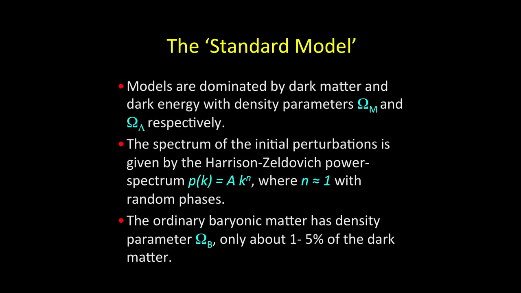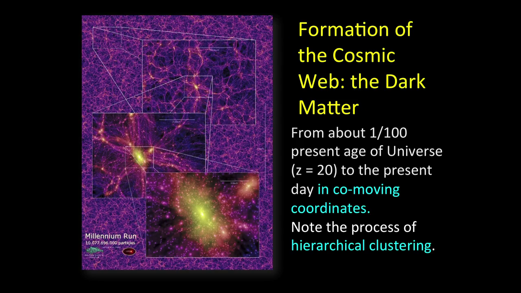Then the ordinary baryonic matter has density parameter omega b, which is only about 1 to 5% of the total dark matter density. So these are the typical inputs that you put in to our present standard models of the universe. So let's have a look and see what happens. These are the things that we put in, and then we see if we can make the universe as we see it now. So if we run the next simulation, it's going to be in what we call co-moving coordinates. So what that means is I've taken out the expansion of the universe. Take that out and just look at what happens to one box of material as you let the universe go under gravity with these various input parameters.